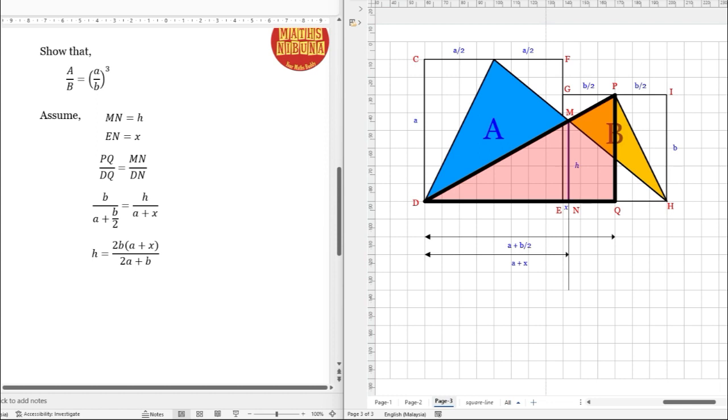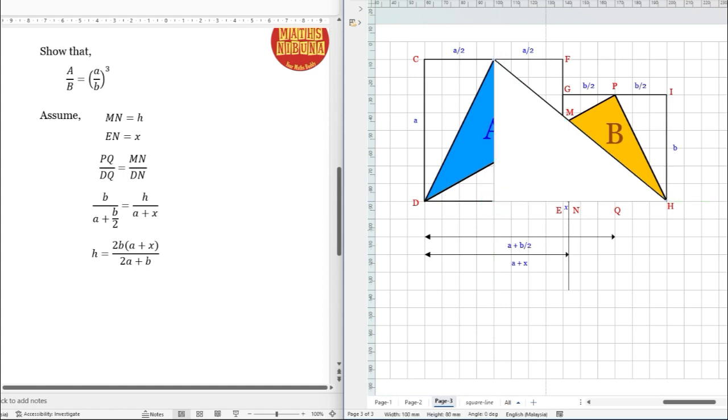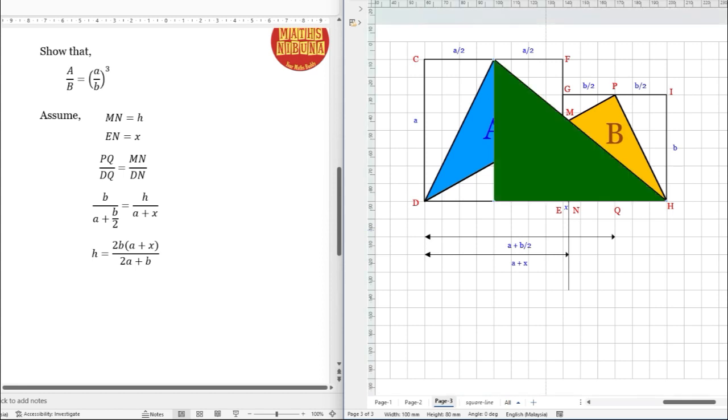Okay, now we consider the second triangle. This triangle we remove first. Then we draw a new triangle from this point to this point, and then from here to the bottom line, from here to here. So this is our second triangle.